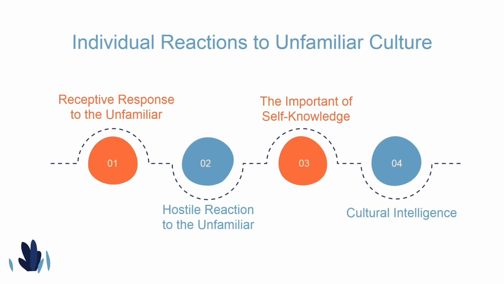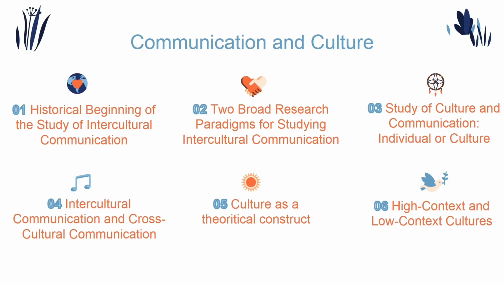The fourth one is related to individual reactions to an unfamiliar culture, which include the receptive response and hostile reactions. And then we quickly explored the importance of self-knowledge and cultural intelligence. The last element is about communication and culture, in which we began with the historical beginning of the study of intercultural communication, and then the two broad research paradigms for studying IC. After that, we moved into the study of culture and communication from an individual and cultural perspective.